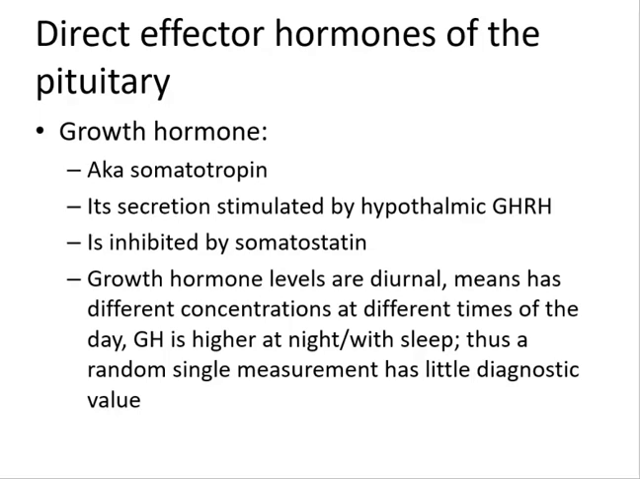Direct effector hormones of the pituitary include the growth hormone, also known as somatotropin. Its secretion is stimulated by the hypothalamic GHRH, or the growth hormone releasing hormone. It's inhibited by somatostatin. Growth hormone levels are diurnal, meaning they have different concentrations at different times of day.